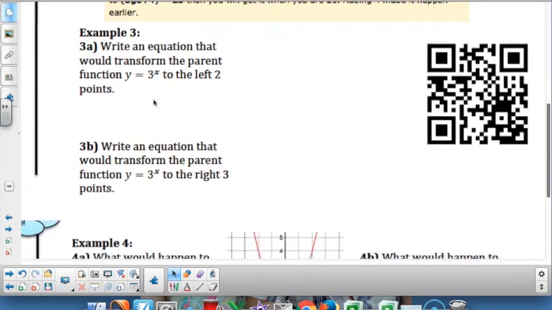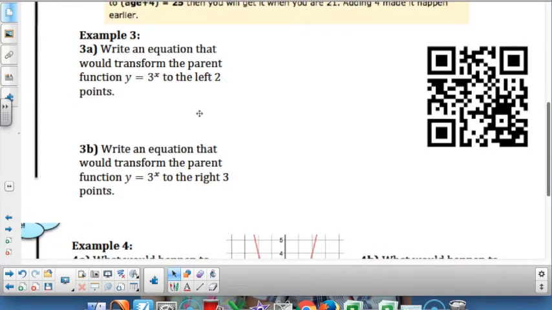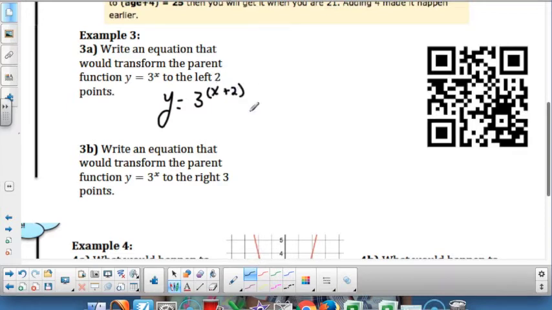So here's what this would look like in an example. Write an equation that would transform the parent function y equals 3 to the x to the left 2 points. Well, we're going to make that change to just the x. So instead of just popping a plus 2 right here, I'm going to put with this x plus 2, because adding makes the equation go to the left.